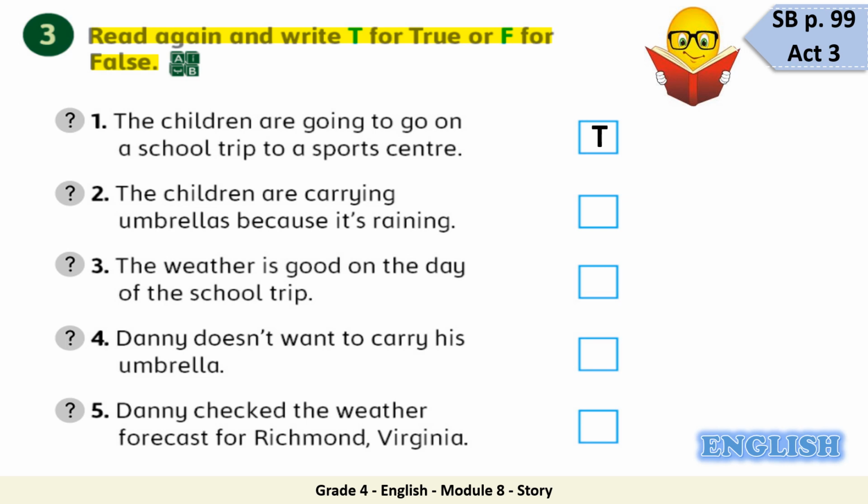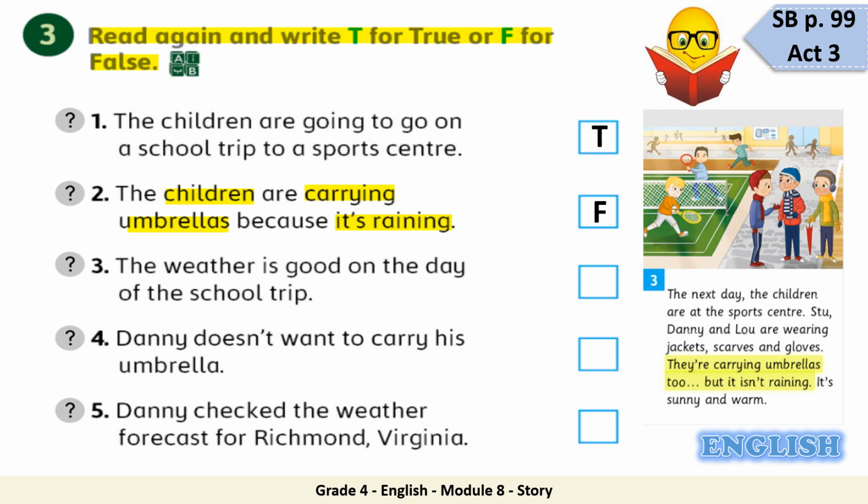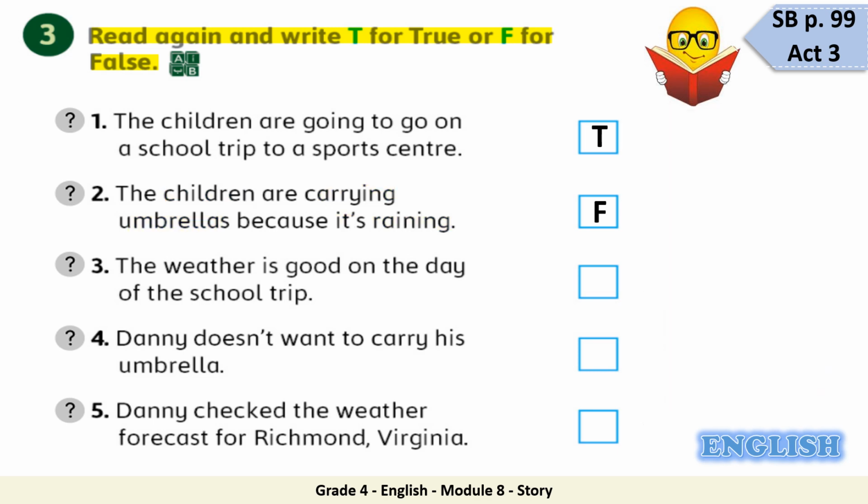Number 2. The children are carrying umbrellas because it's raining. And here are the key words. Excellent. False. And here you can find the evidence. They are carrying umbrellas too, but it isn't raining.